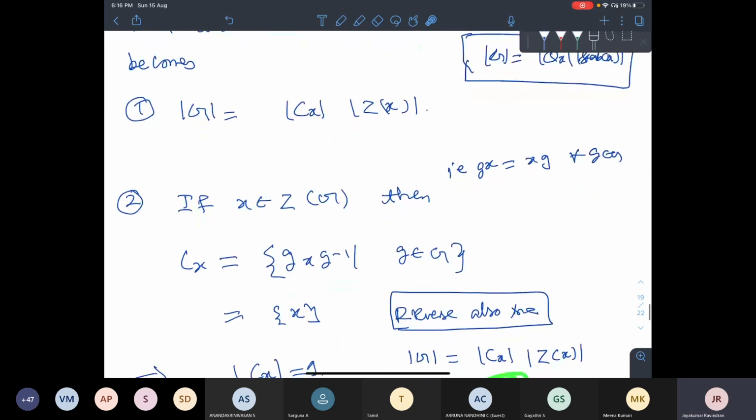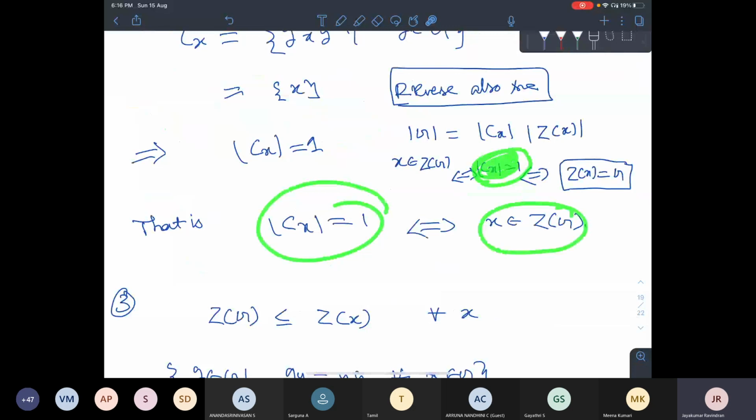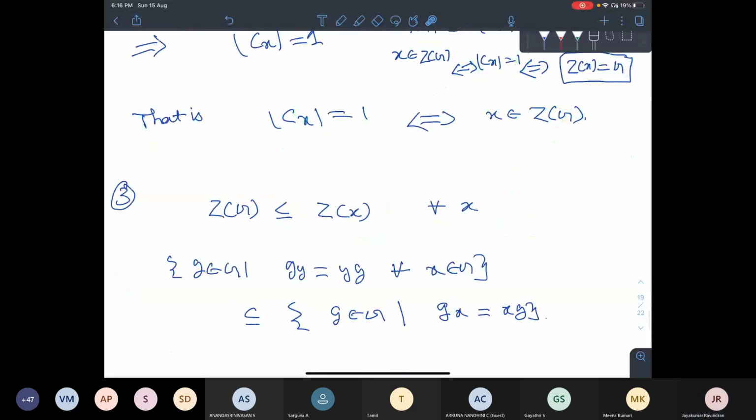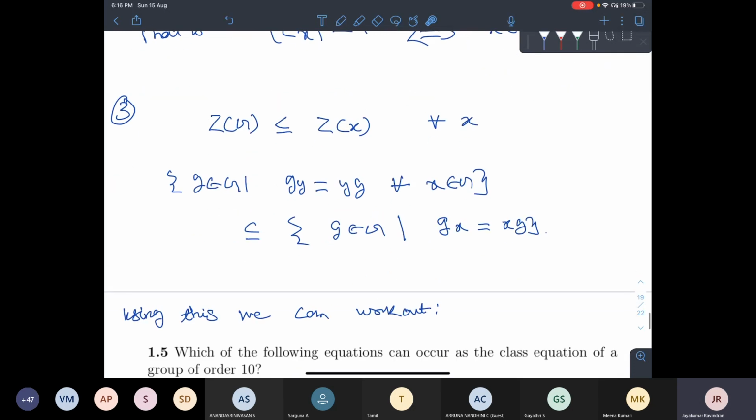First thing, the orbit stabilizer formula. The second thing, Cx is one if and only if X is in the center of G; the quality relates to the quantity. Now, the center of G elements commute with everything, in particular X. Here we are collecting elements commuting only with X, and I don't care whether they commute with others or not. So the center sits inside it, and it's a subgroup. So these three facts are needed.